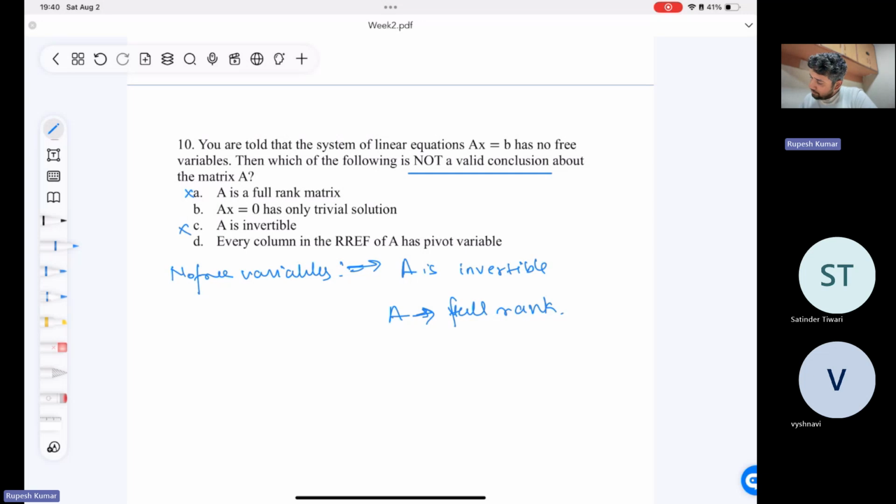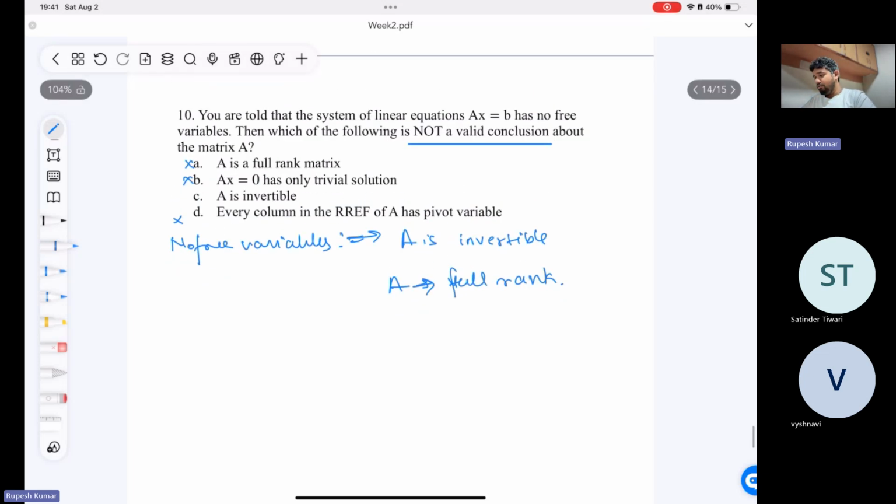Every column has to have a pivot variable. That's also true, right? Ax equals 0 has only the trivial solution. That's also true because there are no free variables, right? If you are trying to solve the system of equations, you will have to allow for 0. All the elements have to be 0 if it has no free variables, right?